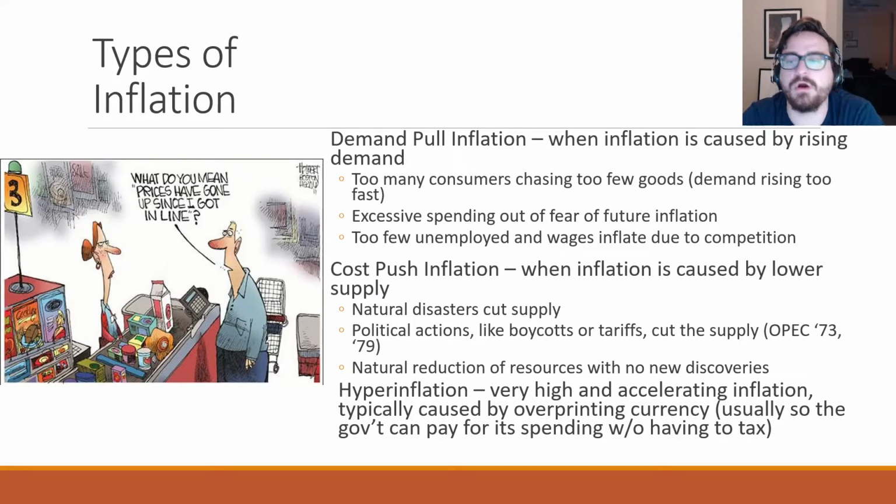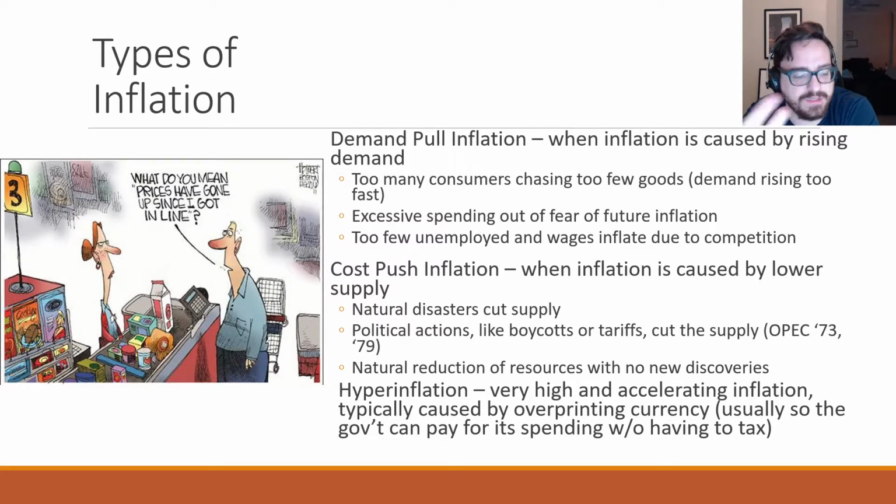The other two types are less terrible. Demand pull is the normal one. It's what I call typical demand, or typical inflation, where inflation is caused by rising demand. That's too many consumers existing, chasing too few goods. Say, our production ability stays the same, but we have more and more people. Think birth rate going up is a good example of that, right?